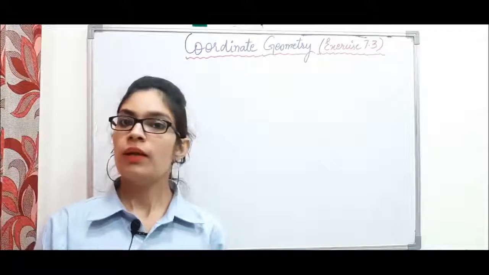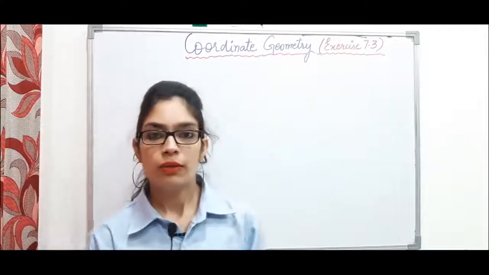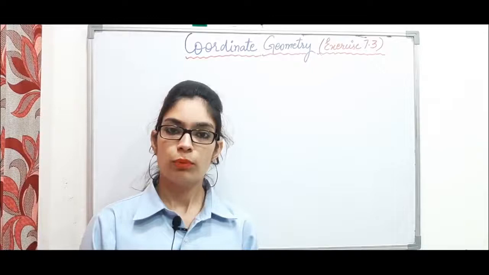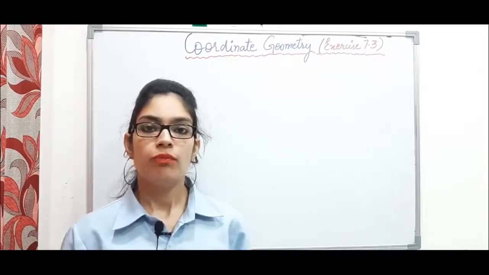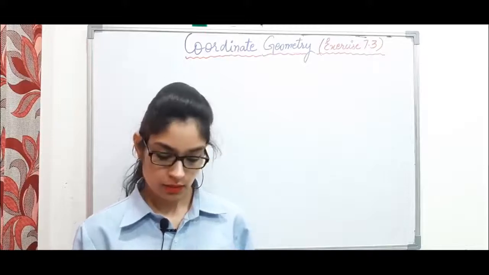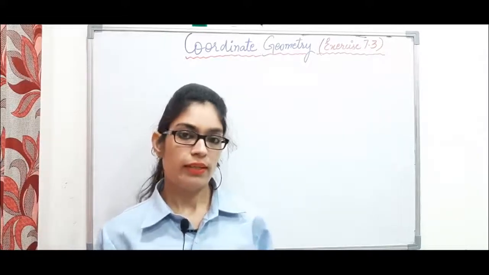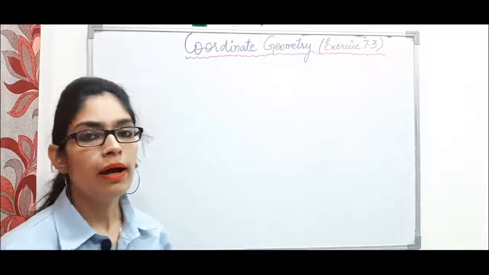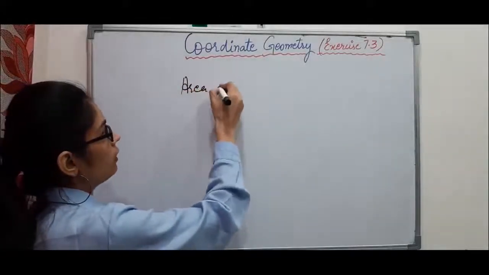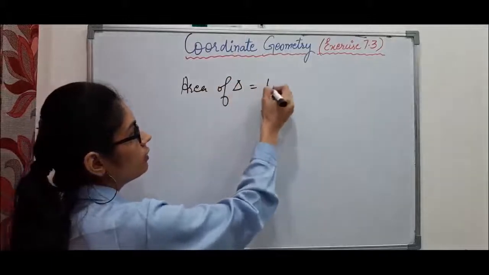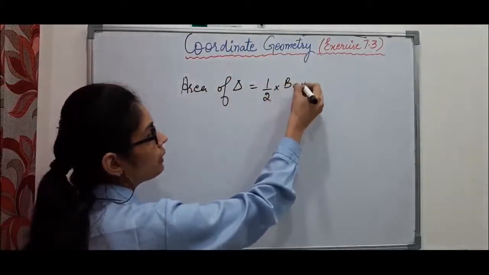Hello everyone, welcome back. In this video we are going to continue exercise 7.3 of coordinate geometry. In exercise 7.3 we have to do area of triangle, so we have to deal with questions related to area of triangle. You have already heard one formula of area of triangle: area of triangle is half into base into altitude.